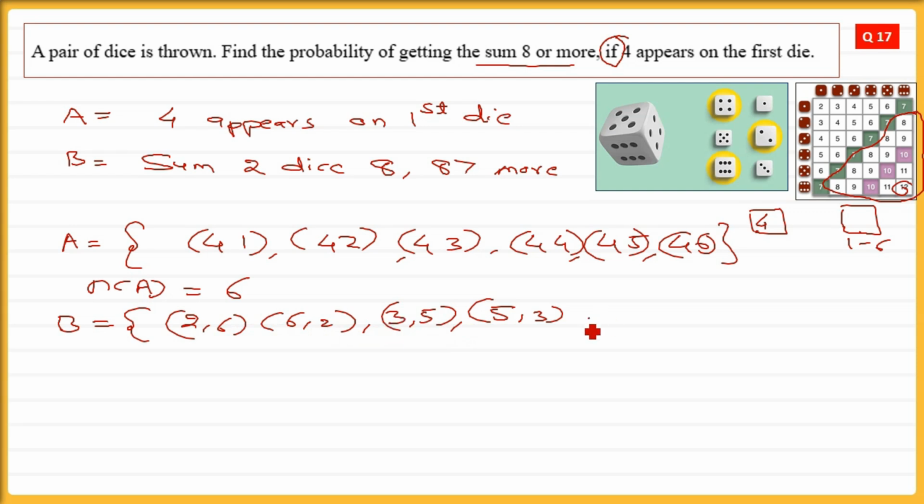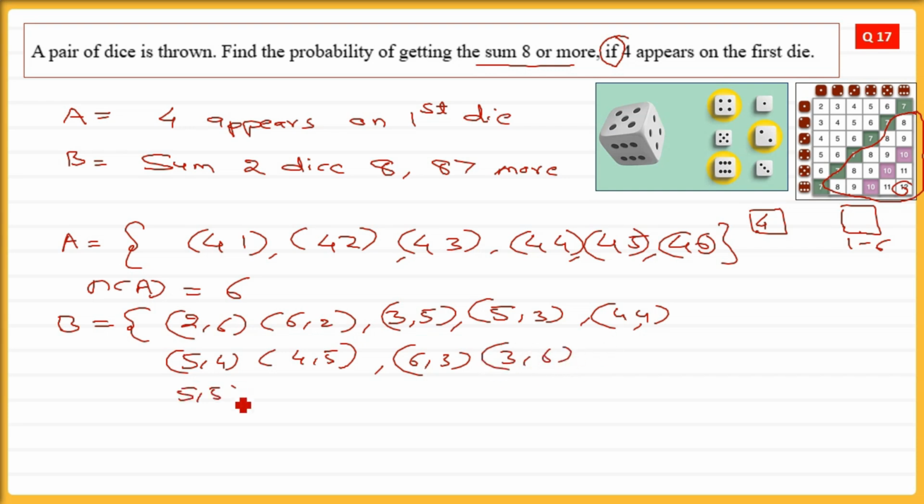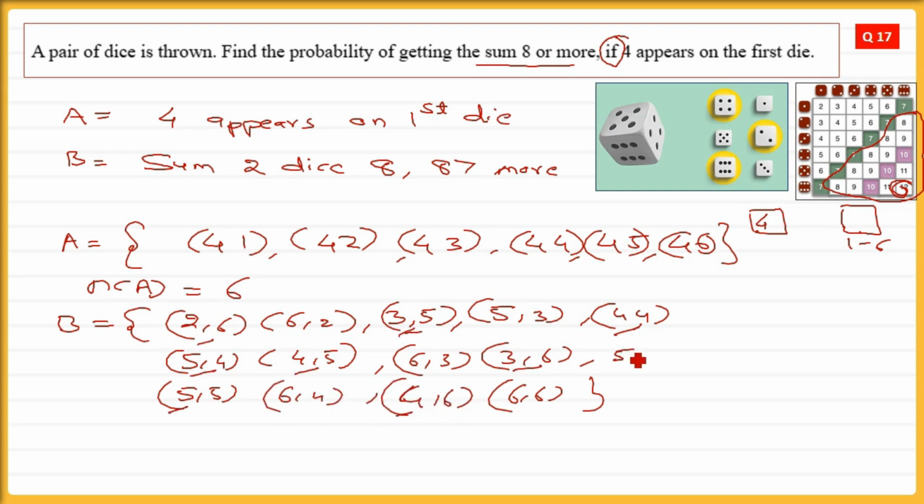In a set, multiple entries are not allowed. So (4,4), this (4,4) can be from either of the dice, but only (4,4) can be written. Then (5,4), (4,5). This is for 9. Then (6,3) and (3,6). 10 is (5,5). (6,6) is 12. (6,4) and (4,6) will also give you 10. We need to add this (5,6) and (6,5) for 11 also. Now let's count this. 1, 2, 3, 4, 5, 6, 7, 8, 9, 10, 11, 12, 13, 14, 15. So we have number of elements in B as 15.